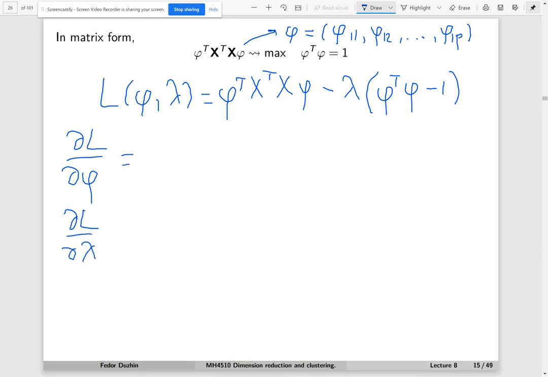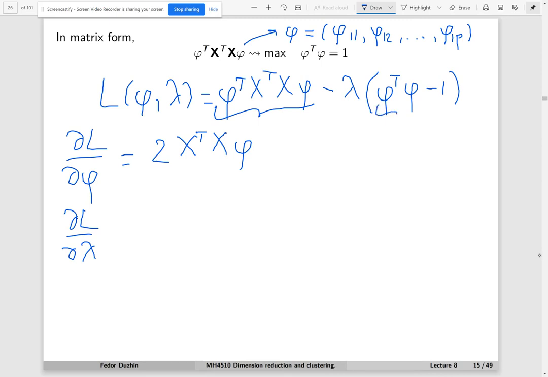So how do we find partial derivatives with respect to phi? Notice that this is a quadratic condition, because there is phi transpose and phi, and the coefficient is x transpose times x. So differentiating this with respect to phi, I'm going to get 2x transpose x phi. You can verify it by writing it down entry by entry. You will see that this is correct.